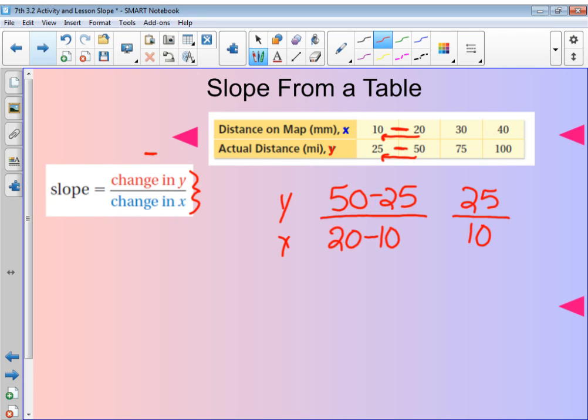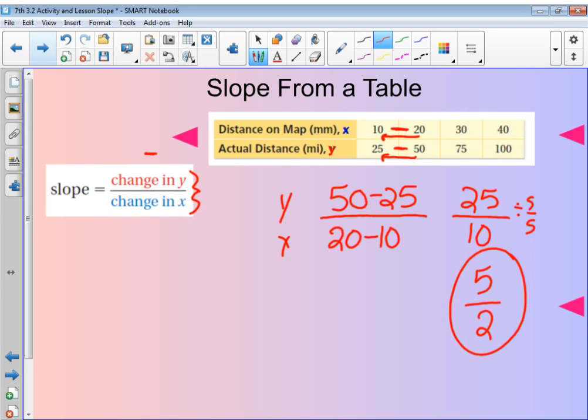So 25 over 10, I'm going to have to reduce down to get my final answer. When I reduce that down, I don't want a decimal answer, I just want to reduce this to lowest terms. So 5 would go into each of these, which is going to give me 25 divided by 5 is 5, 10 divided by 5 is 2, my slope would be 5 over 2.